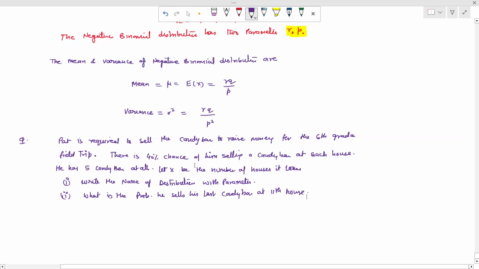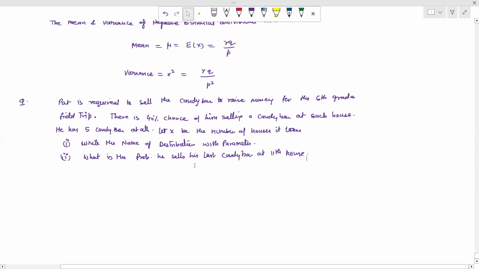Now, first we read the question carefully, that means the statement. Pat is required to sell the candy bars to raise money for the sixth grade field trip. There is a 40% chance of selling a candy bar at each house. He has five candy bars, so you can see that our success is fixed. We have 5 candy bars.